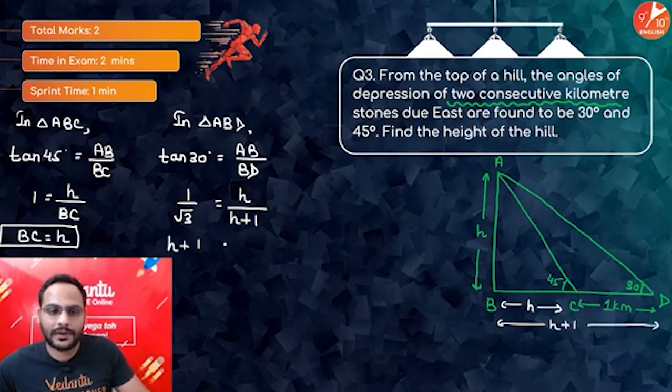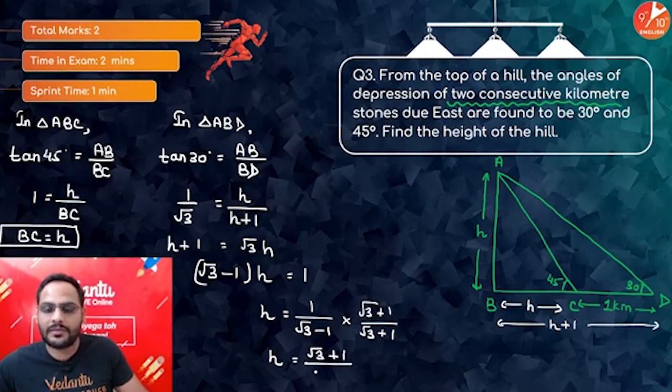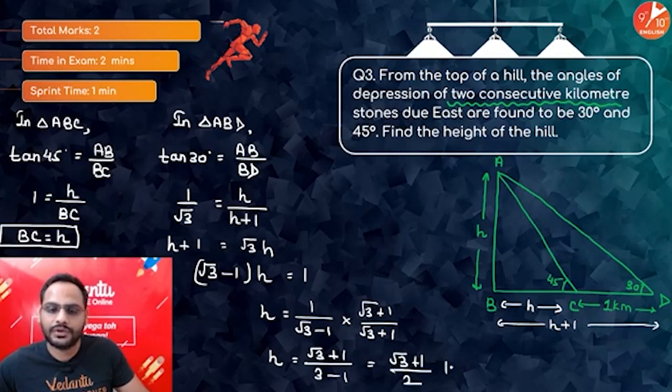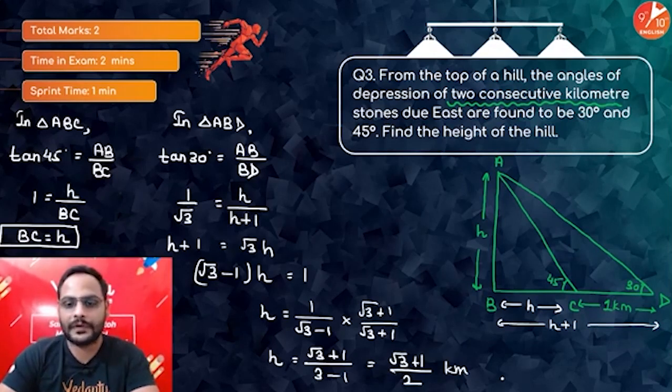So h plus 1 is equal to root 3 h. Shift h over there. You'll be getting root 3 minus 1 times of h is equal to 1. We're getting h is equal to 1 upon root 3 minus 1. Here you can do the rationalization. So finally h will be equal to root 3 plus 1 divided by 3 minus 1, which is equal to root 3 plus 1 by 2 kilometers. This is the height of the hill, root 3 plus 1 by 2 kilometers.